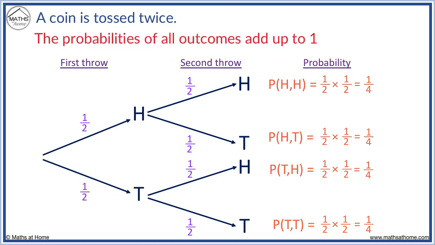We can see that the probabilities of all outcomes at the ends of the branches add up to 1 whole. 1/4 plus 1/4 plus 1/4 plus 1/4 equals 1 whole. This is because a probability of 1 whole means it's certain. It is certain we will get one of these outcomes.